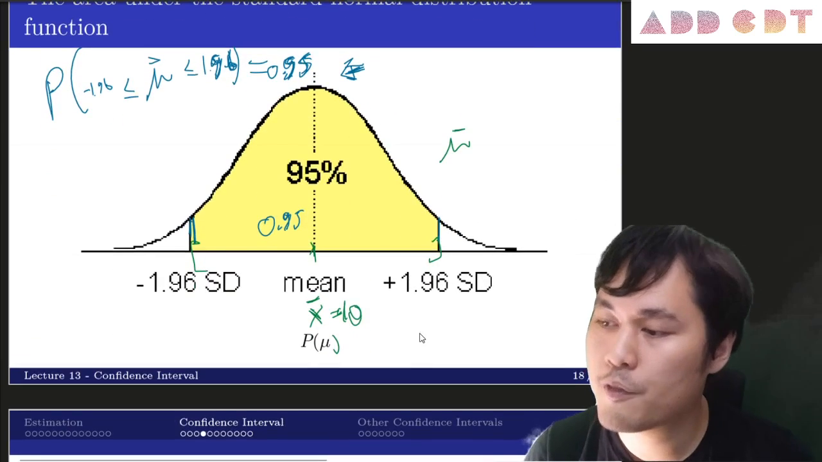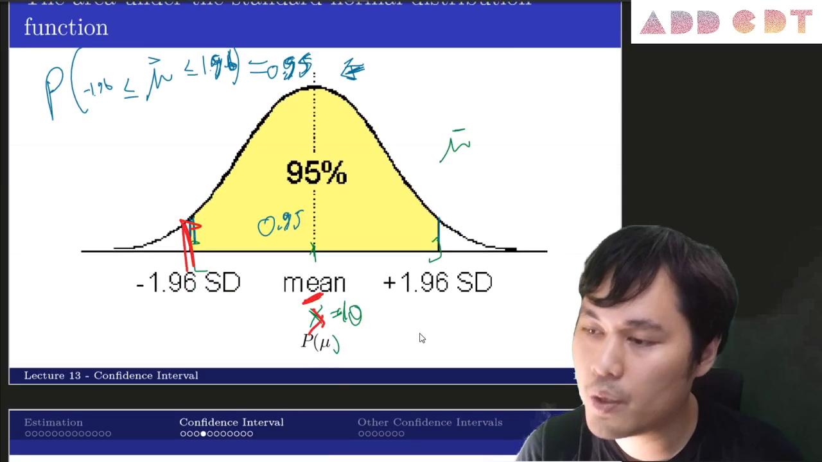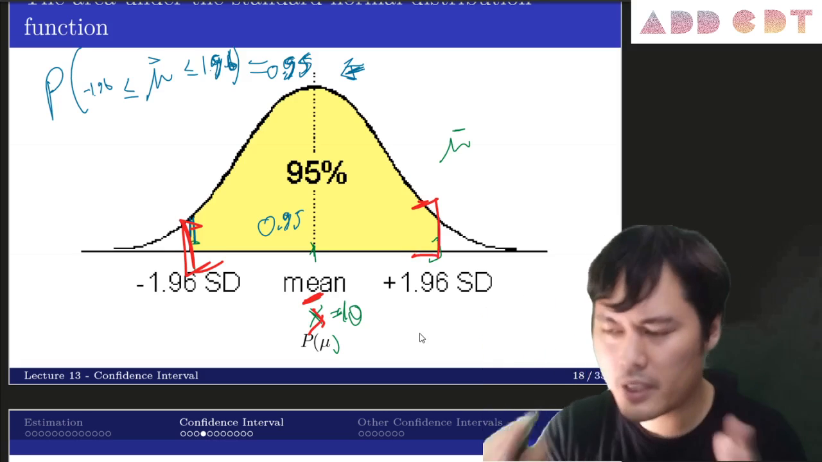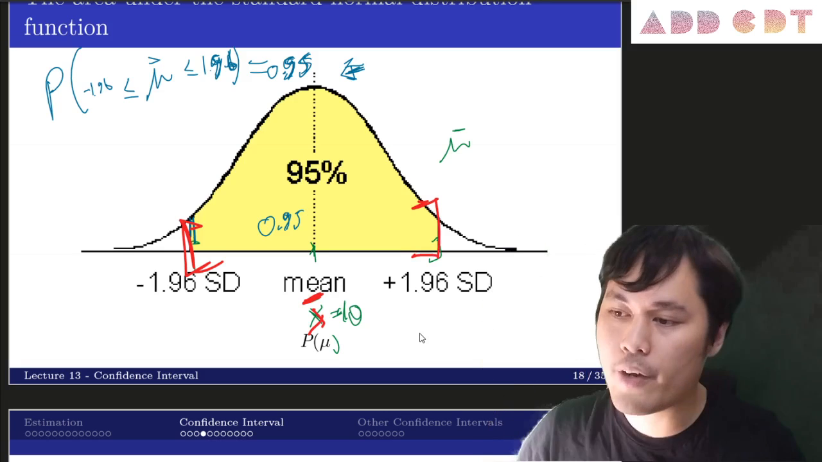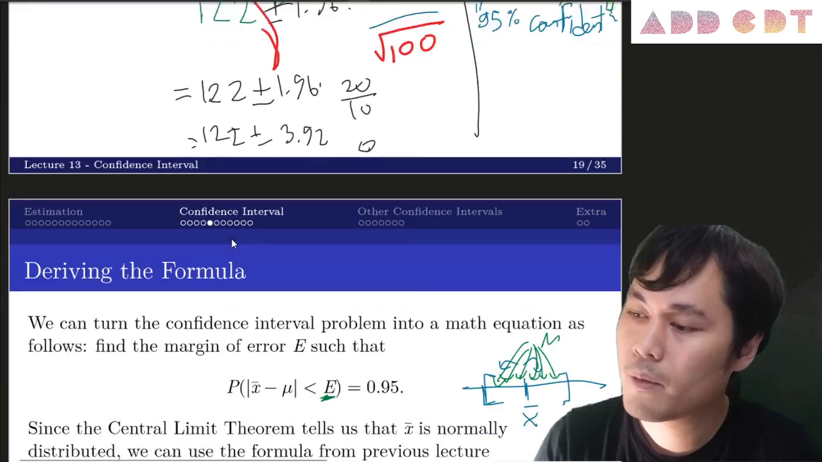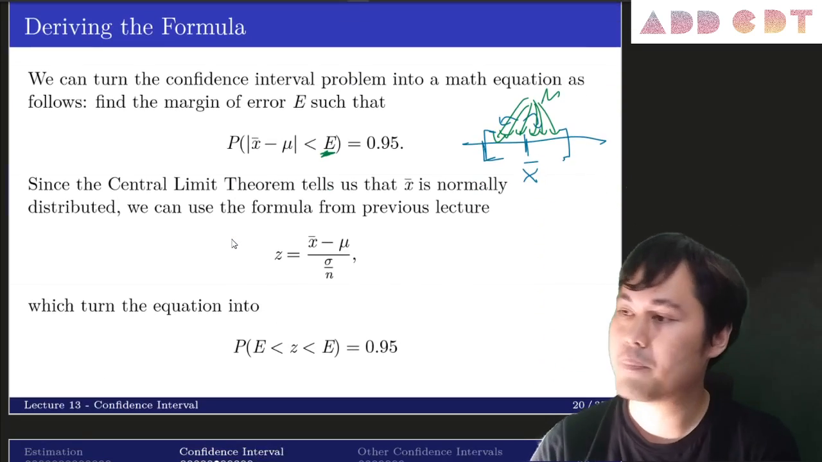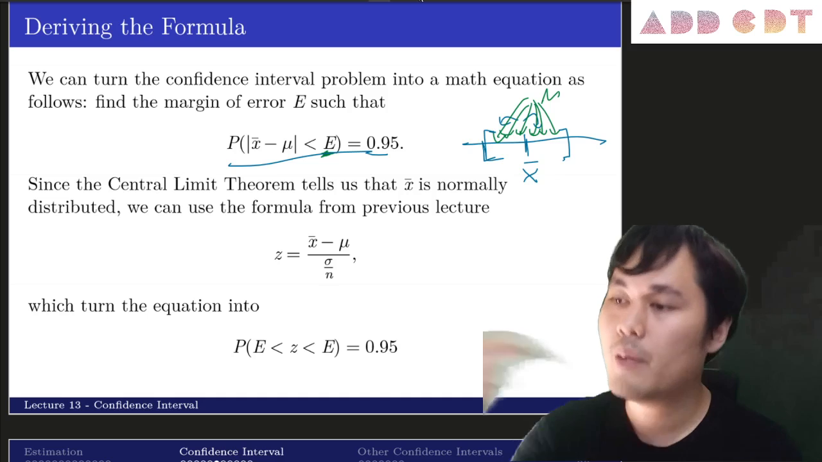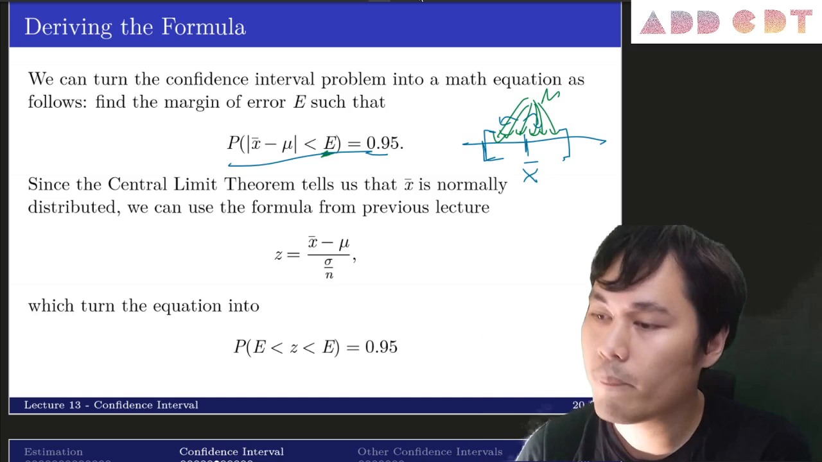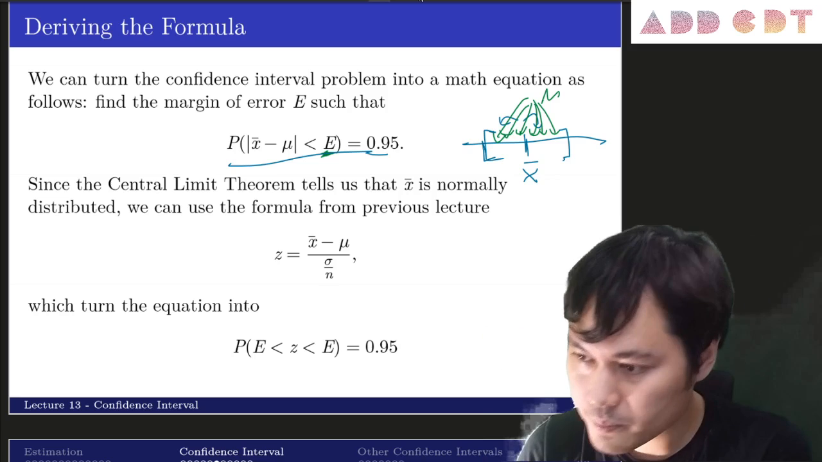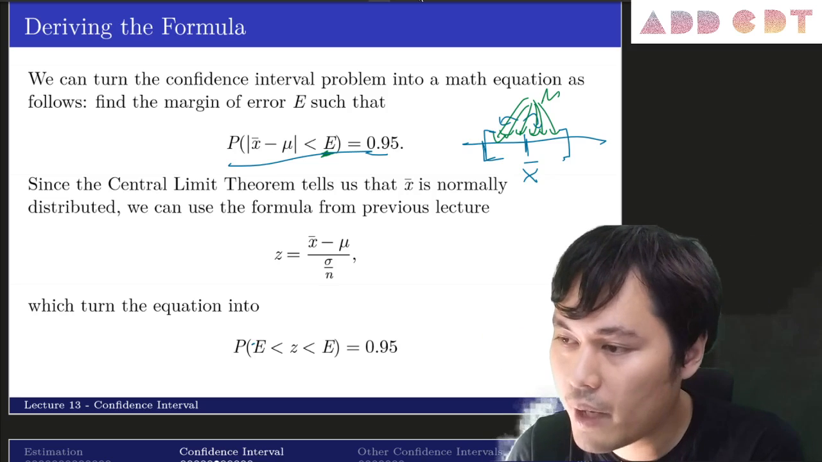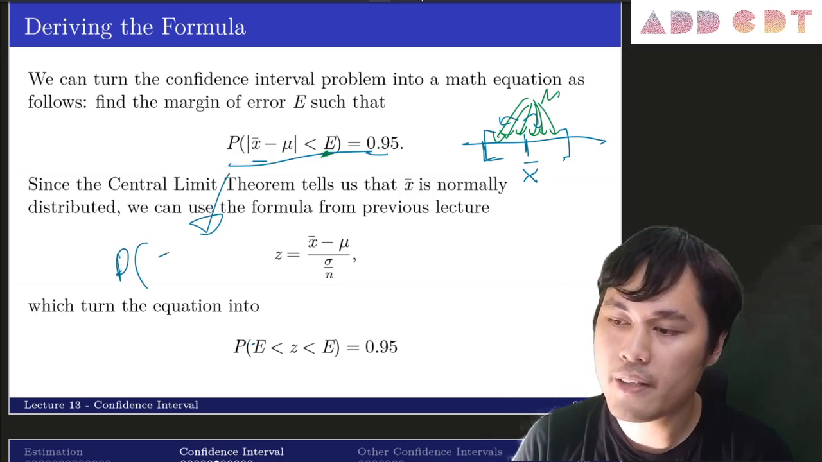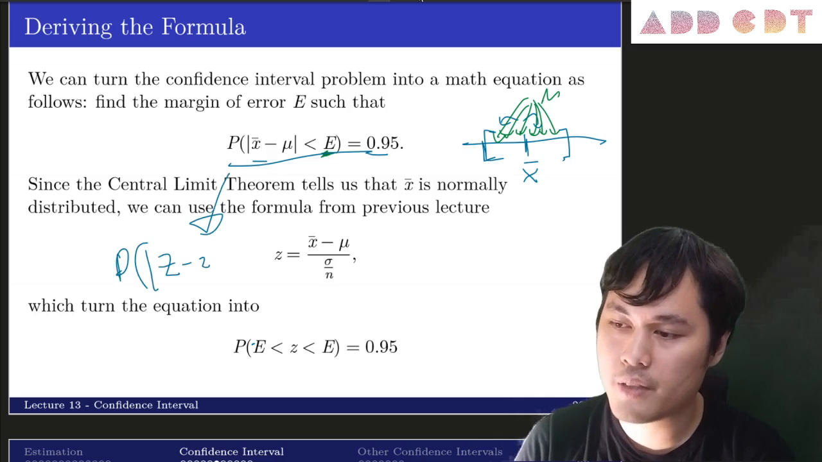Our task is, from x bar, to find these two endpoints that contain 0.95, 95% of the total area. And that's the math part. And how do we solve this problem? We have to go back to last lesson and ask, how can we transform that to the standard normal distribution?